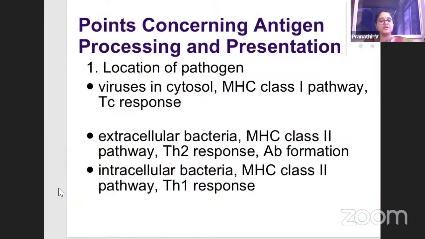So we have to first see that what is important is the location of the pathogen. Are there viruses in the cytoplasm of the cell? And how is the MHC class 1 pathway important? Are we having the cytotoxic T cell response? And then what are the different kinds of bacteria which are present extracellularly, inside the lymphatic system or inside the vascular system, outside the cell? What is the pathway of the MHC class 2? And how are the T helper type 2 cells responding? And what is the antibody formation? So we just have to look into it.